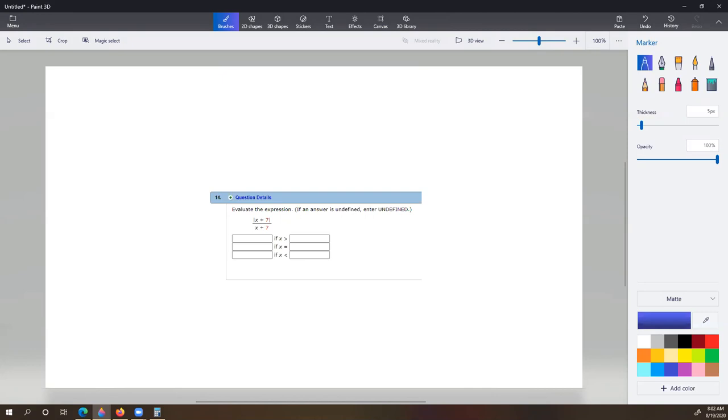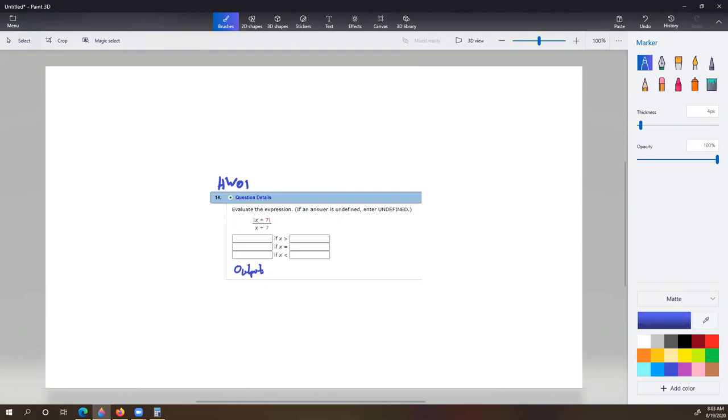So anywho, we've got this question here. This is question 14 on homework one. The question asks us to evaluate the following expression, and basically they want you to put the output here. Then it's given this condition: if you plug in an x value that's greater than something, equal to something, or less than something.